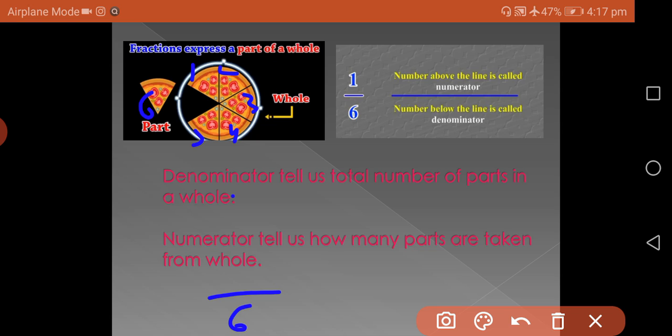Now numerator tells us how many parts are taken from the whole. Now you can see that one part is taken from the whole, right? So how will you represent this part in a fraction? There is one part which is taken from the whole, right? So we will represent it as 1 by 6. So the total number of parts is 6 and 1 is the numerator which is above the line. It represents how many parts are taken from the whole.